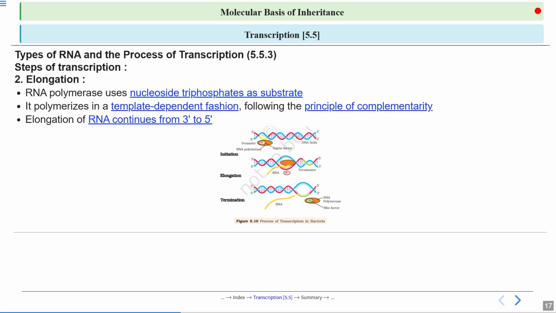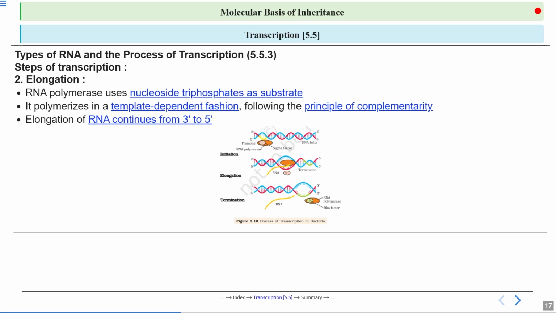Now what is the second step? Now elongation will happen. What will RNA polymerase do? It will use nucleoside triphosphate as a substrate, and even the energy required is taken from this nucleoside triphosphate only, because we know that it has a very high energy bond. But still, let's talk about the elongation step. RNA polymerase will use this nucleoside triphosphate as substrate.